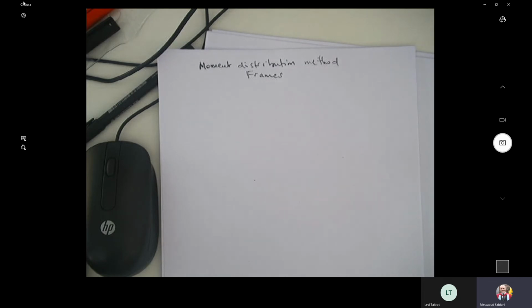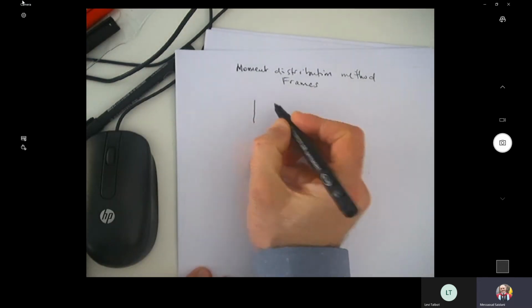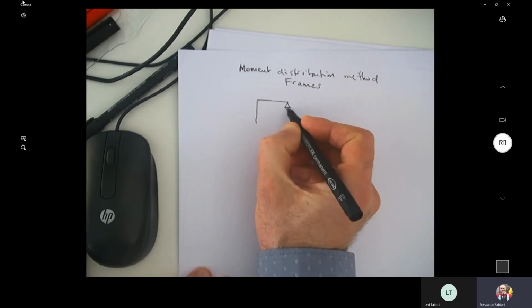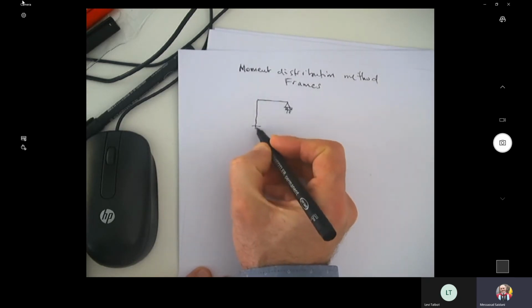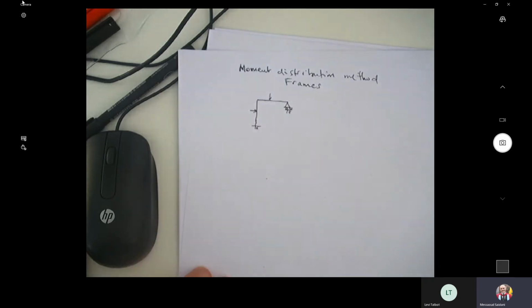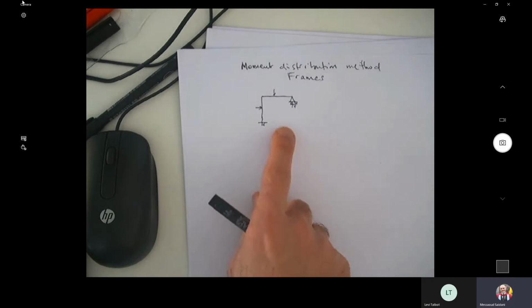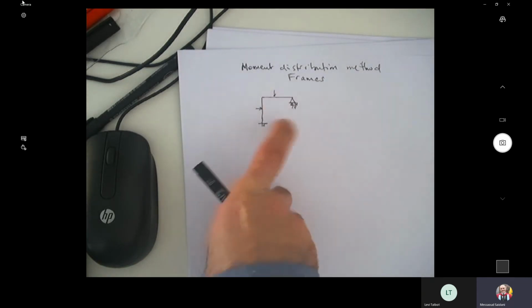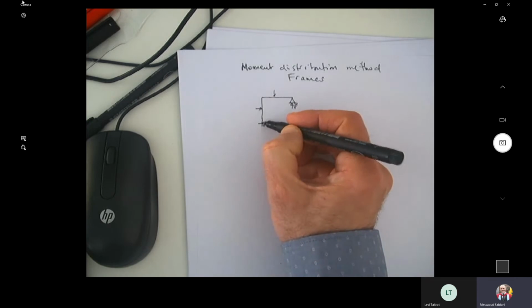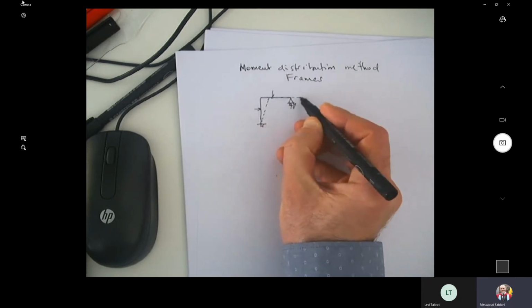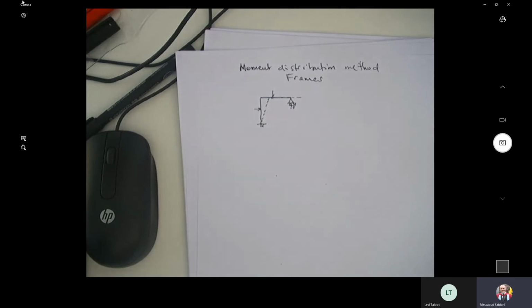The main thing I would like to mention here is that we are looking only at frames where no sway takes place. Get the sense of sway? Yeah, so there is no lateral movement. If you take a frame like this, for example, when you apply the loading, do you agree that the frame is going to sway like this? Yes? You agree? So here we have a sway. This is a sway frame, okay?